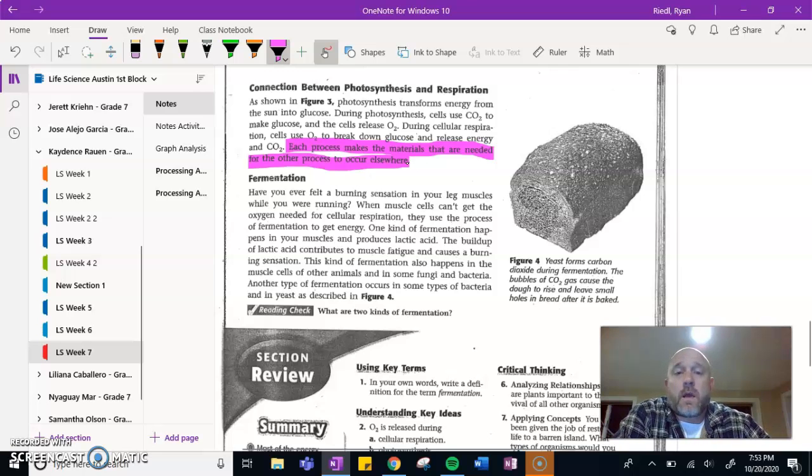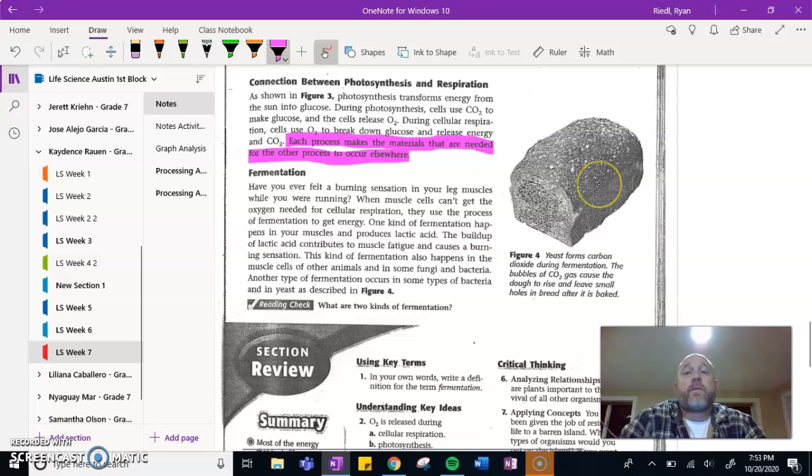Okay, and then lastly here, fermentation. Have you ever felt a burning sensation in your leg muscles while you were running? When muscle cells can't get the oxygen needed for cellular respiration, they use the process of fermentation to get energy. One kind of fermentation happens in your muscles and produces lactic acid. The buildup of lactic acid contributes to muscle fatigue and causes a burning sensation.